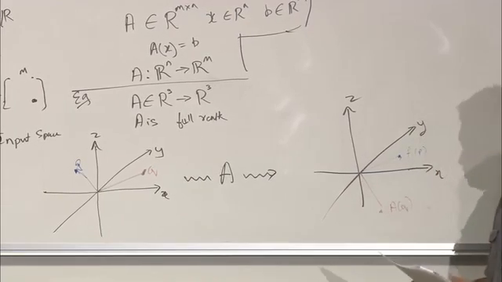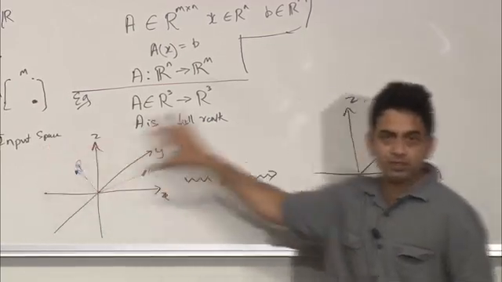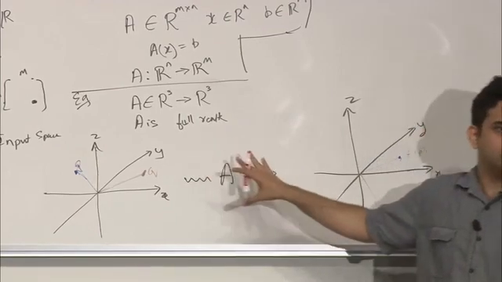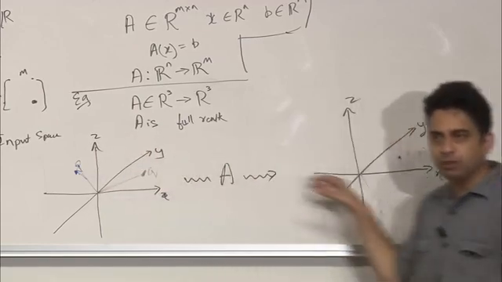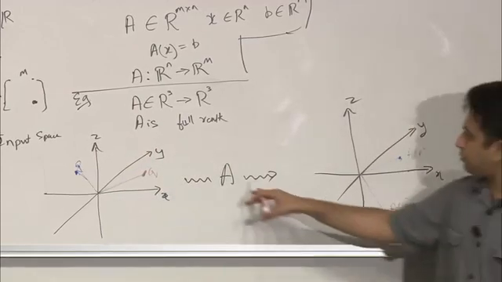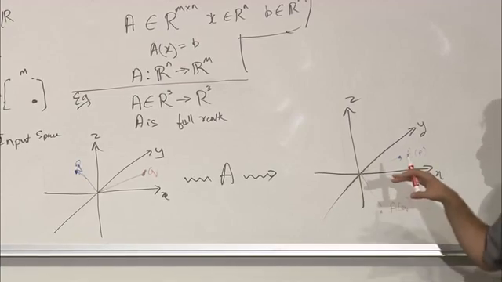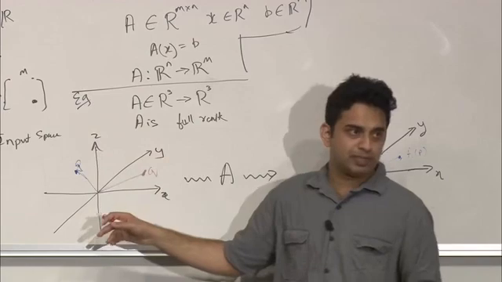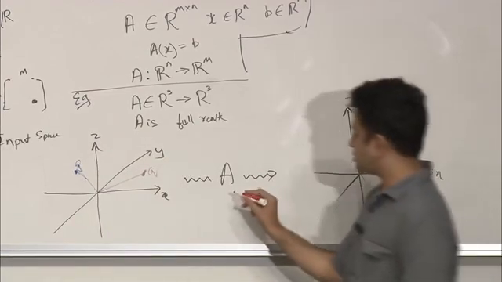So this mapping from input space to output space is captured by this function or matrix A. The entire mapping of how every point in this space gets mapped to every point in this space is represented by A. And because it's a full rank matrix, every point in the input space gets mapped to a unique point in the output space. If it's full rank, it's also called a bijection.